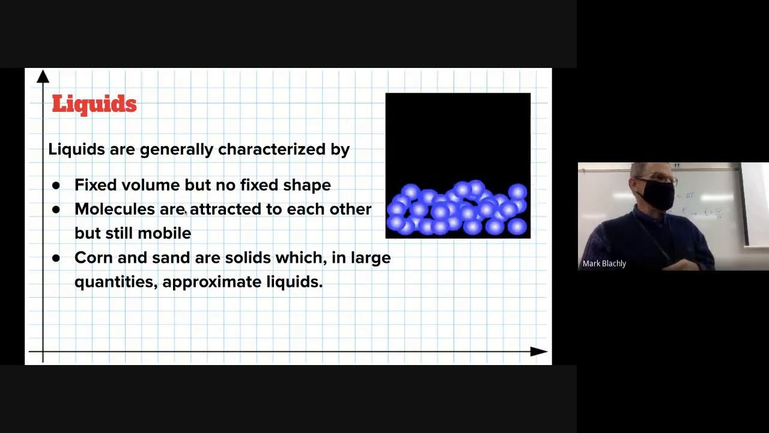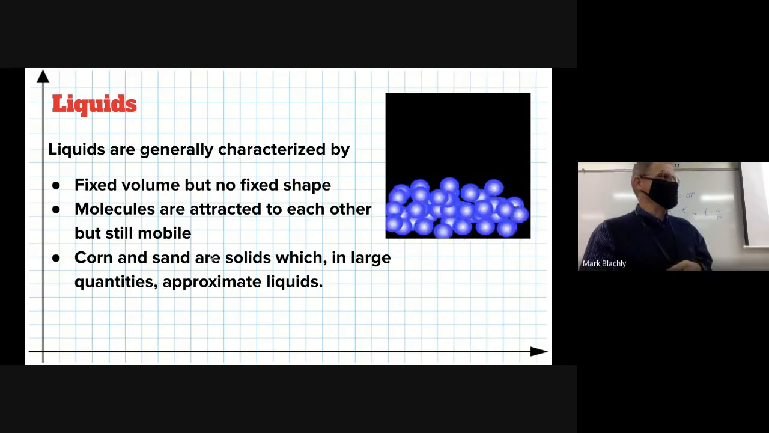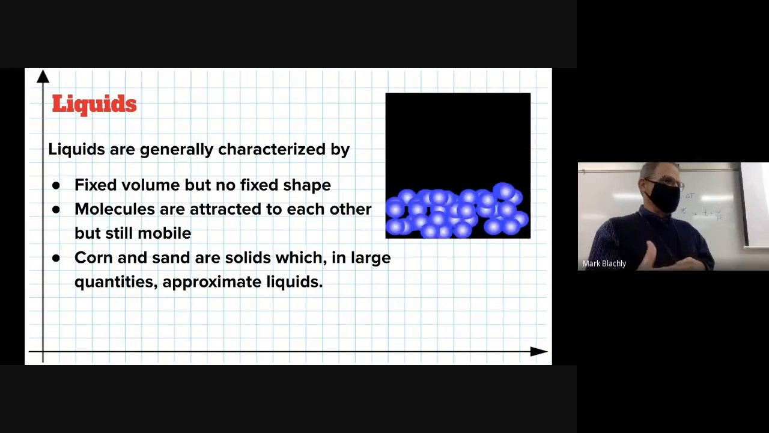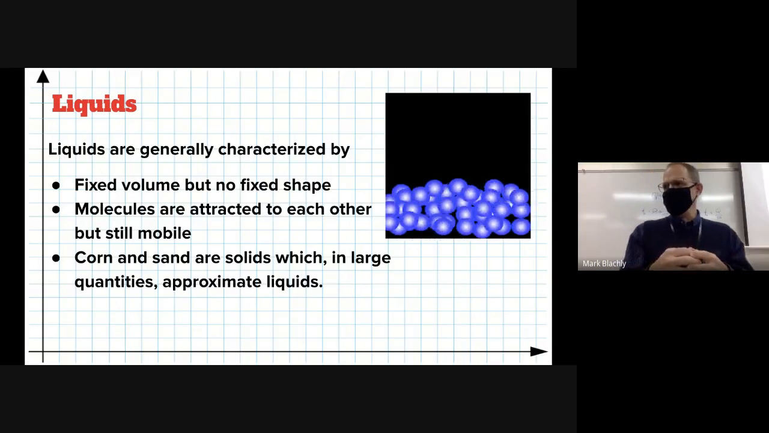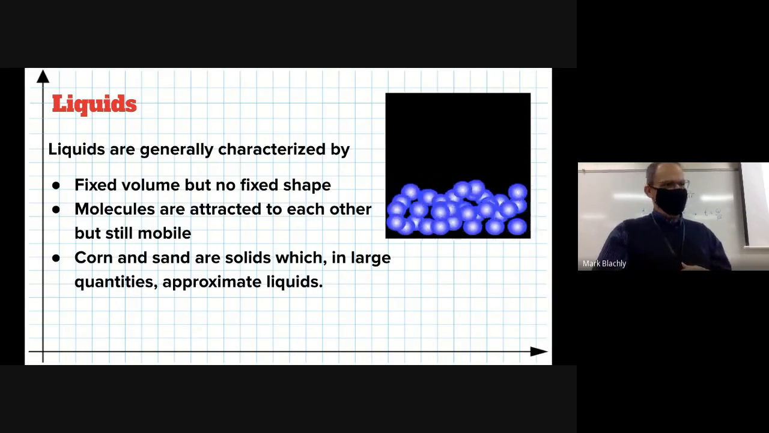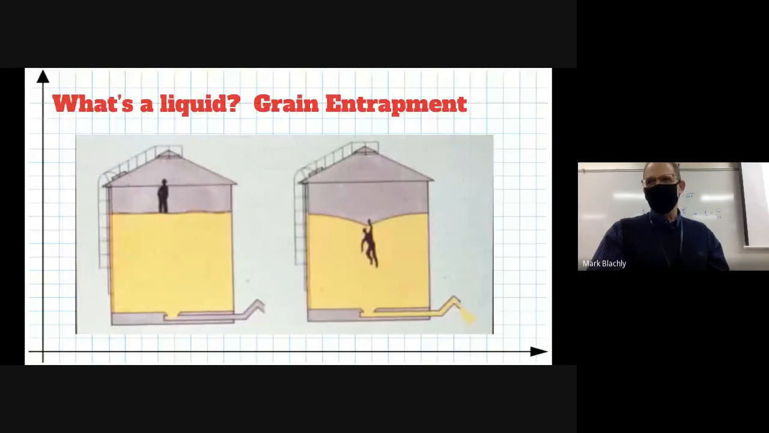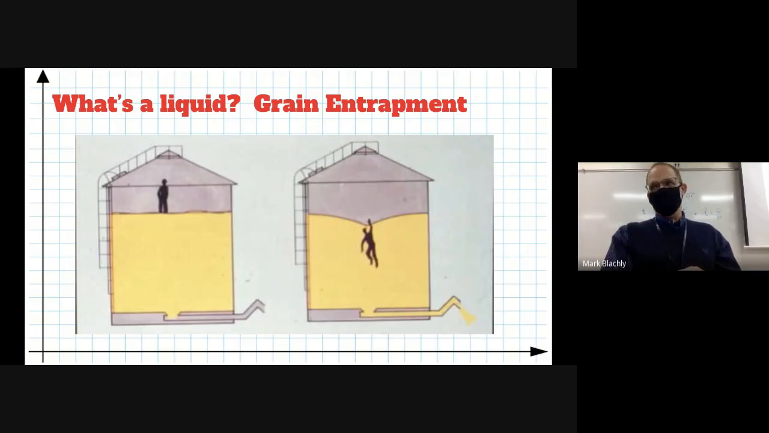Molecules in liquids are attracted to each other, but they're moving fast enough that they don't get locked into their neighbor. They just hang around their neighbor. So sand is an example of a solid which acts like a liquid. Sand can flow, right? If you've got beach sand, it kind of acts like a liquid. So does corn. And you've got to watch out. Since you live in Indiana, here's my little corn warning. Corn can act like a liquid, and you can drown in corn, okay?